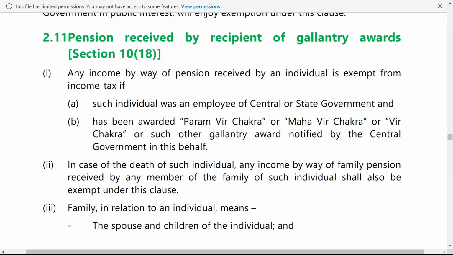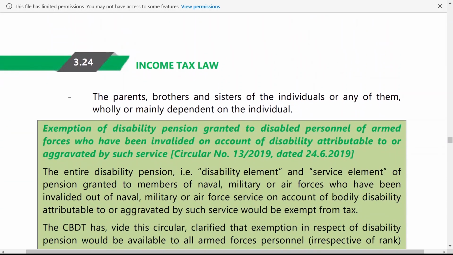In case of death of such an individual, any income by way of family pension received by any member of the family of such individual shall also be exempt under this clause. That means family pension received on the occasion of the death of that person is also exempt. Family in relation to an individual means the spouse and children of the individual, and parents, brothers and sisters of the individual, or any of them wholly or mainly dependent on them.